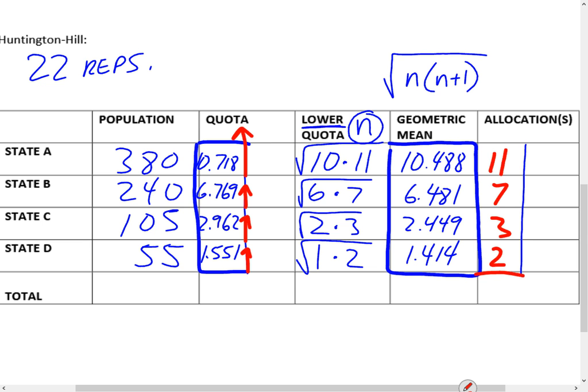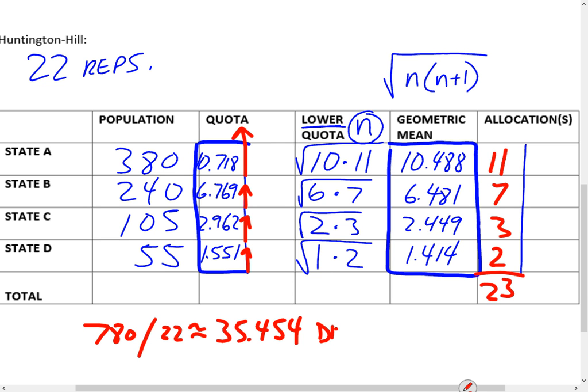Now we do our addition and see if this works. It's not going. 10, 21, 23. What do we need? We need 22. What was our original quotient? 35.454. So we got to revise this.